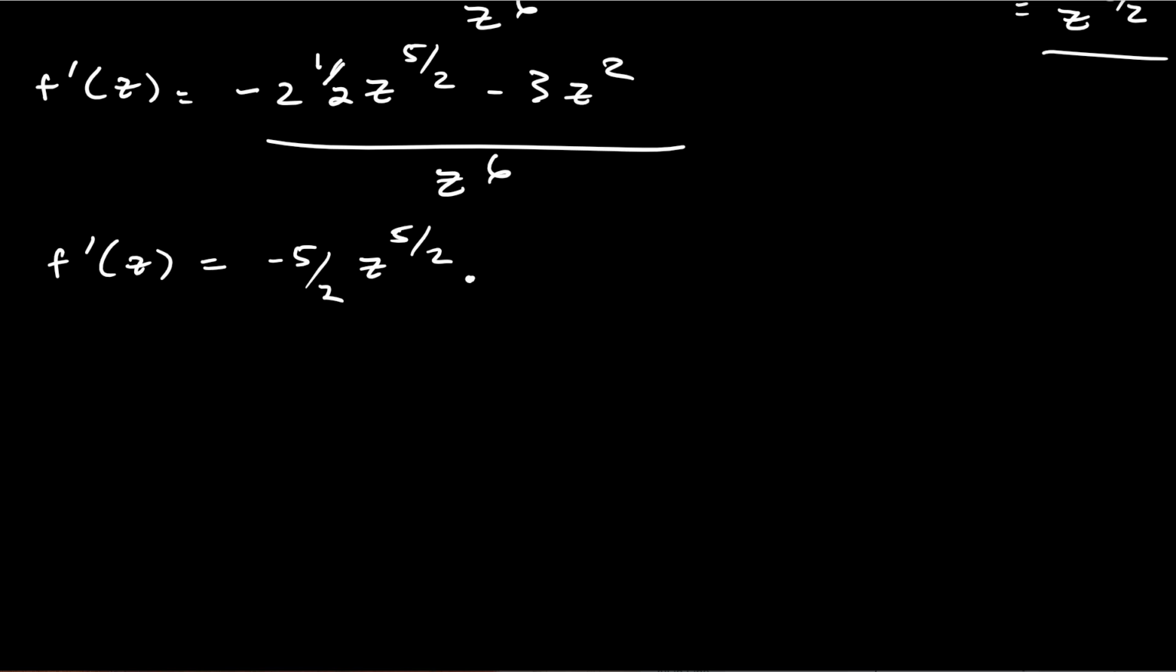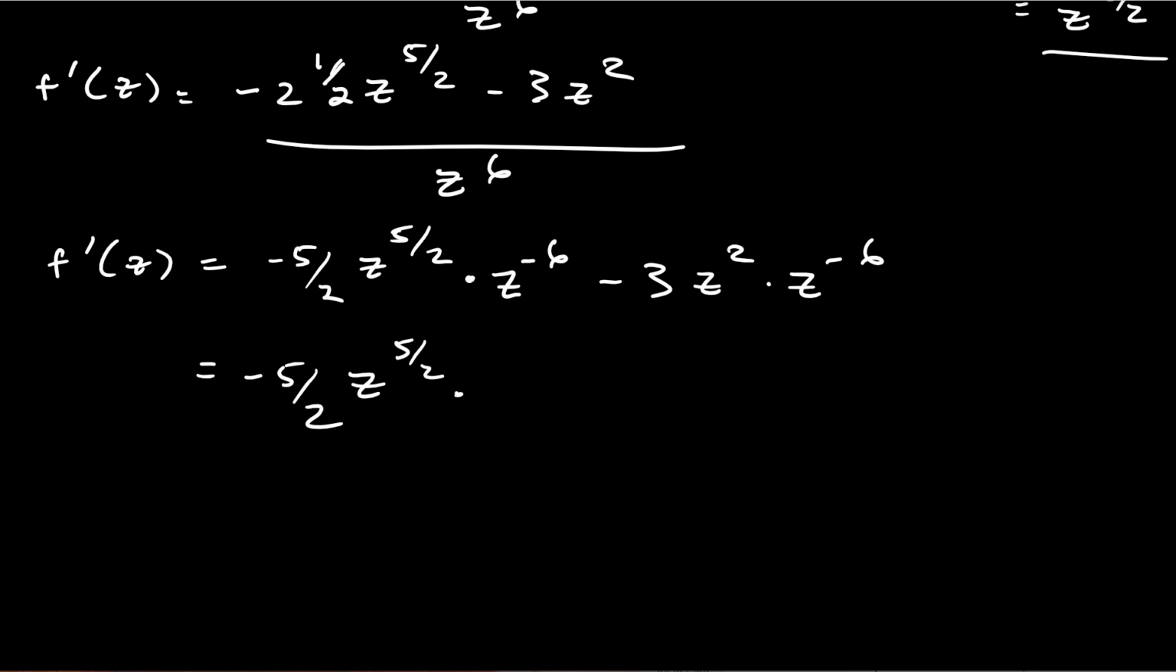Now I'm going to bring the z to the 6th on top, which will become z to the minus 6, minus 3z squared times z to the minus 6, which is minus 5/2. And then we have z to the 5/2 multiplied by z to the minus 6. It could be rewritten as minus 5/2 z to the 5/2 times z to the minus 6, minus 3z squared multiplied by z to the minus 6 is z to the minus 4.